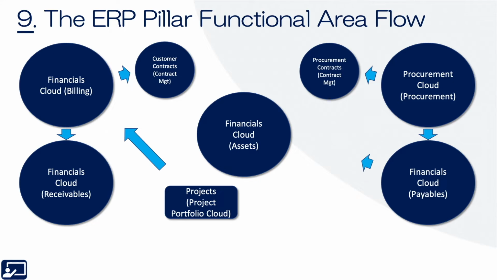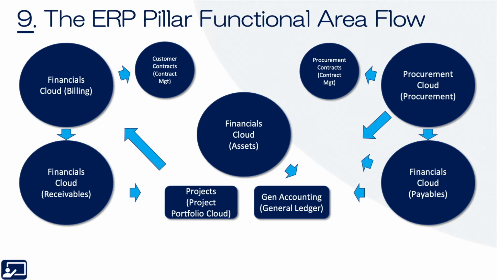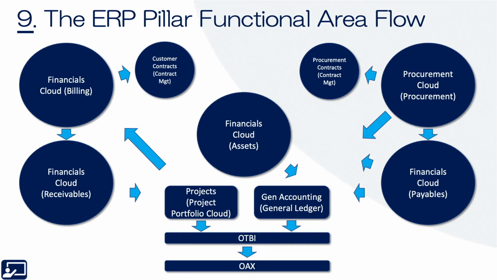You may also have financials cloud doing billing. That billing may also interface with a customer contract to get agreed upon rates, etc. And money is sent and received by financials cloud receivables. All of those applications may interface ledger entries from subledgers to the general accounting general ledger. Anything in the general ledger may be pushed out via OTBI, OAX, third-party warehouse, into some reporting function to produce reports.